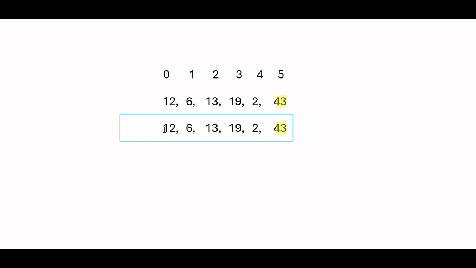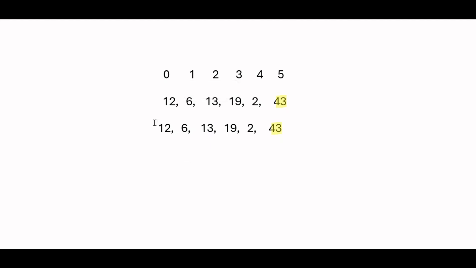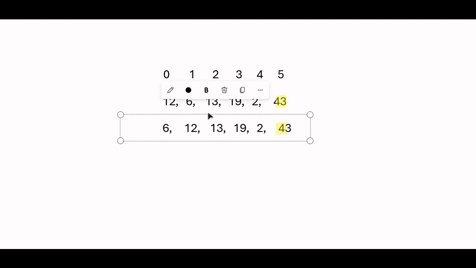In the second pass, the comparison again starts from the 0th subscript. So 12 and 6 are being compared. Now they are not in the right order, so these 2 elements are going to be swapped. Now the comparison is between 12 and 13. They are in the right order, so no swapping happens. The next comparison is between 13 and 19. They are in the right order, so no swapping happens. And then the comparison is between 19 and 2. Now they are not in the right order, so swapping happens. So 2 comes here and 19 goes to its place.